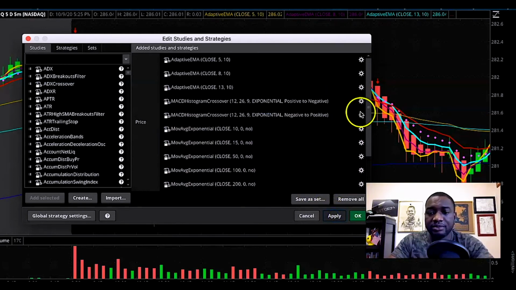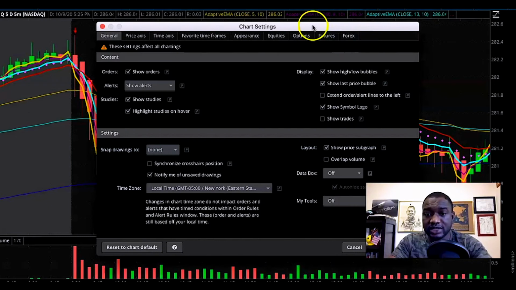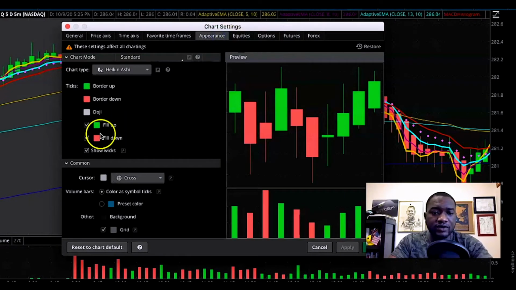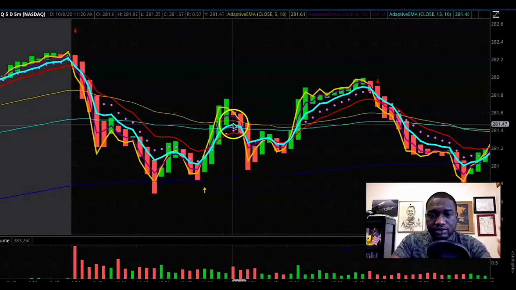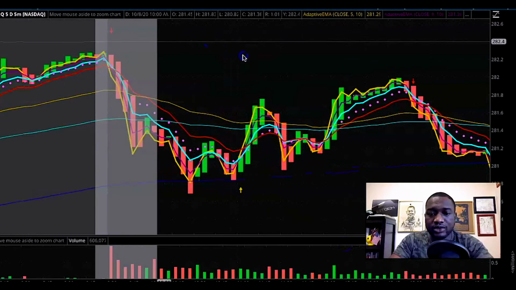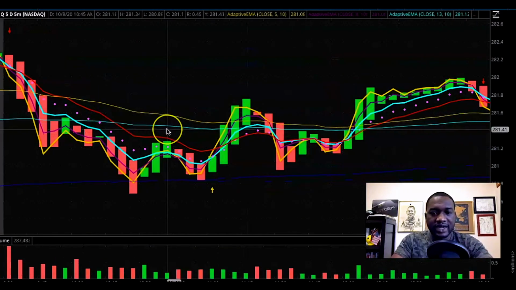I think it's nice to use. It makes it a lot easier to see on the eye. But I'm going to take off the wicks from here because I don't like the wicks. It makes the chart look crazier than it's supposed to be. So yeah, that's how I use it.